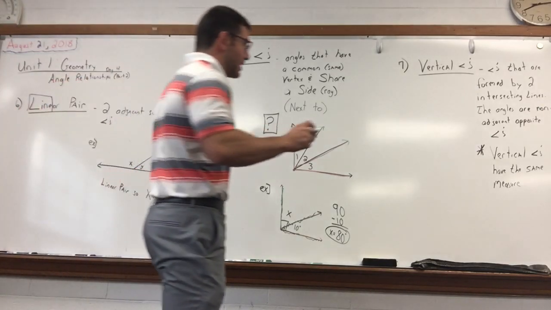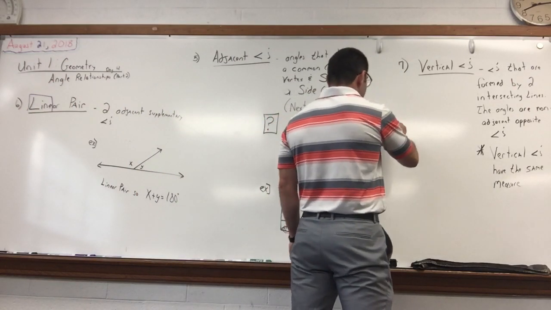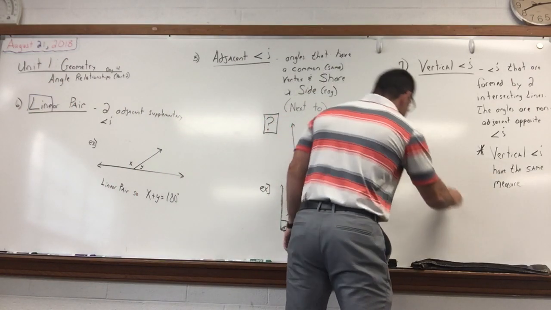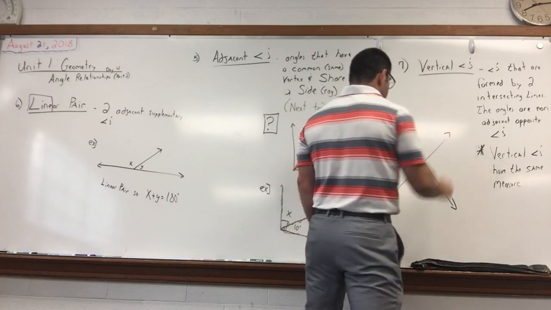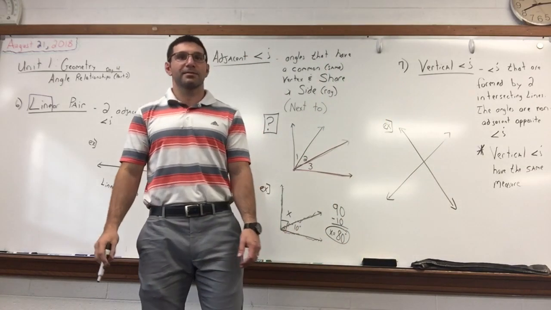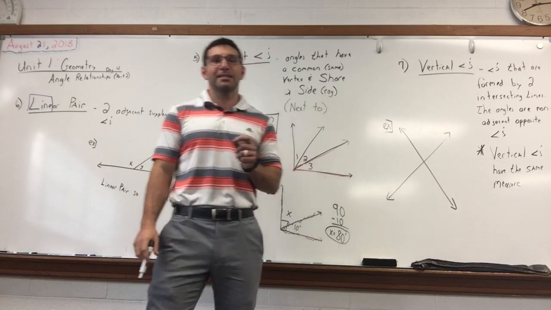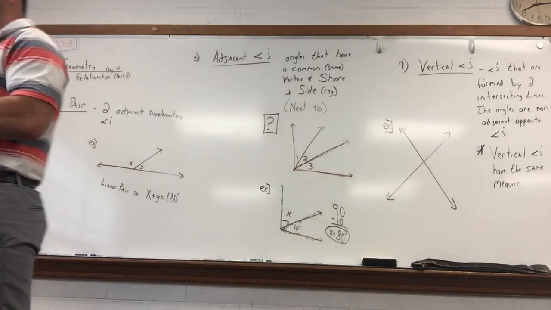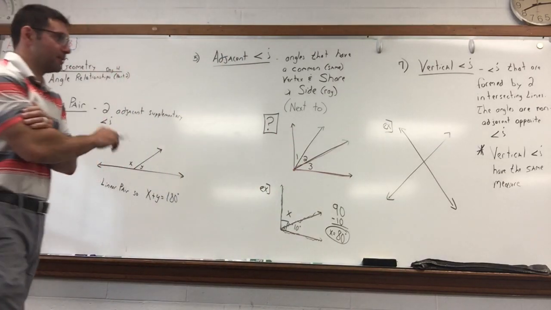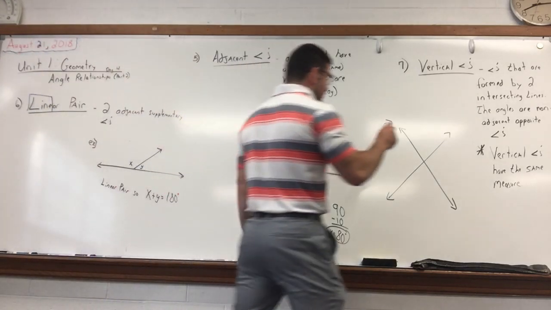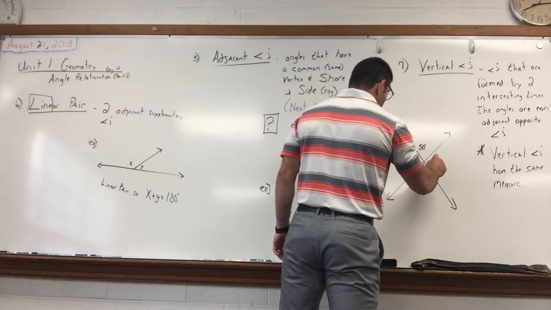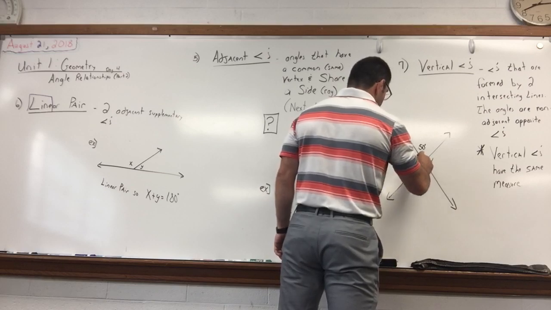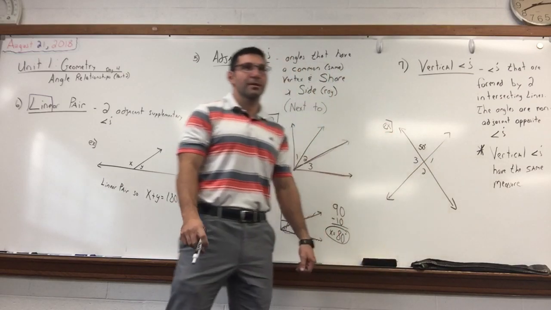So here's our example. I'm going to put it up a little bit higher so we can see it. Two angles. There's my intersecting lines. Non-adjacent means they do not share a side. So I'm going to put 50 degrees here. I'm going to put 1, 2, 3.